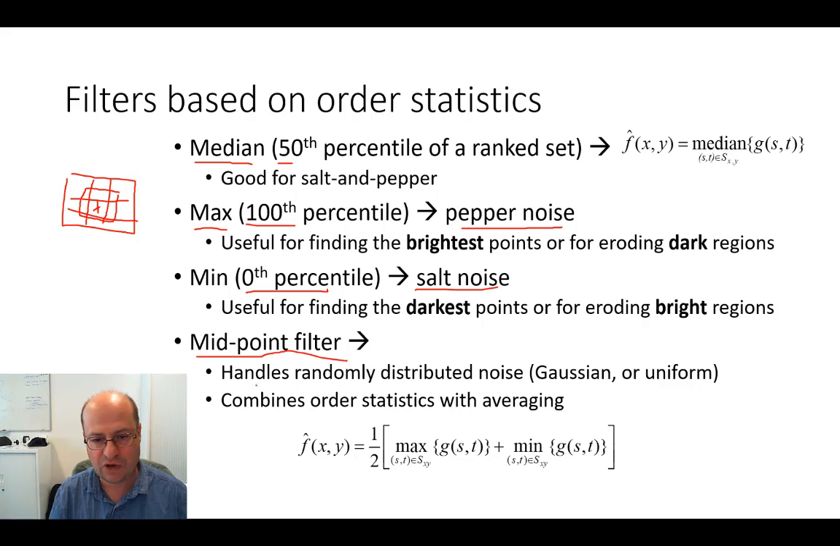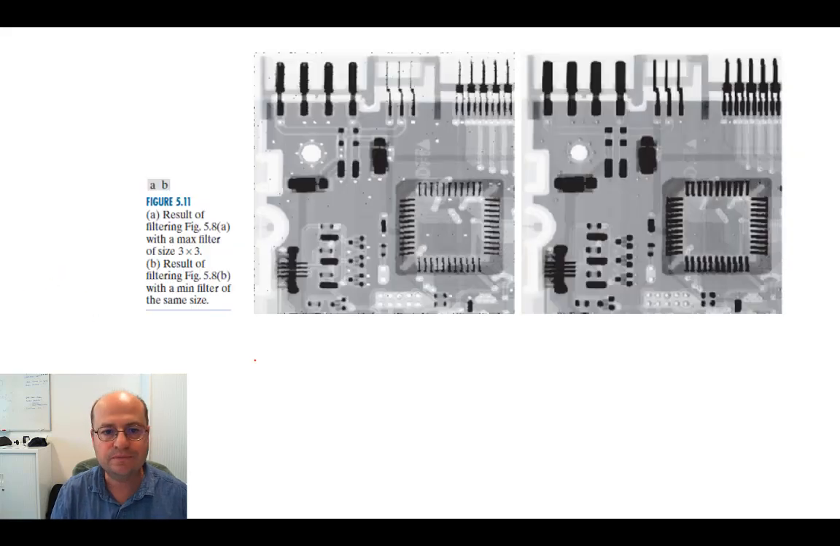Midpoint filters are for randomly distributed noise. They would be applied to Gaussian or uniform noise. It's a filter that combines order statistics with averaging. The midpoint filter is just the average between the maximum value and the minimum value in the neighborhood of your moving window.